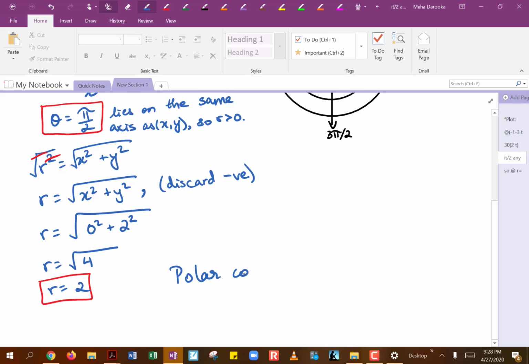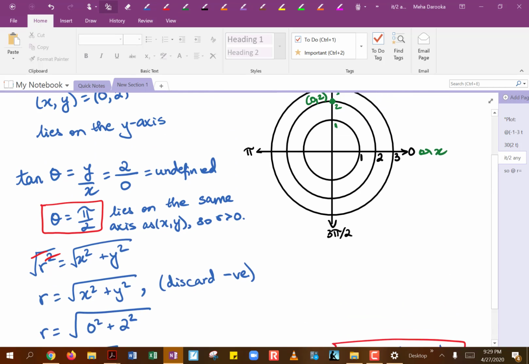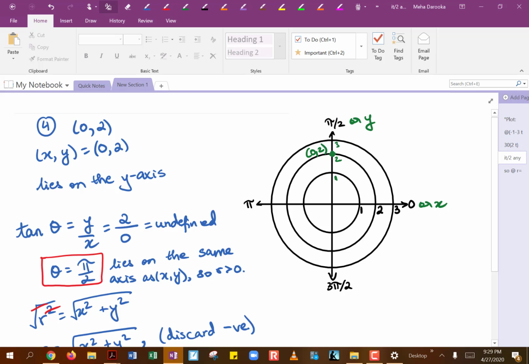So our polar coordinates are going to be r comma theta, which is going to be 2 comma pi halves. So you are now going in the direction of the angle pi halves, which is of course 90 degrees, and you have a distance of 2.